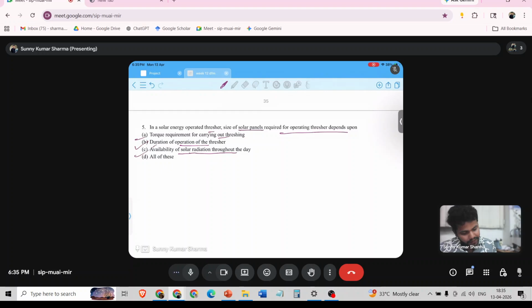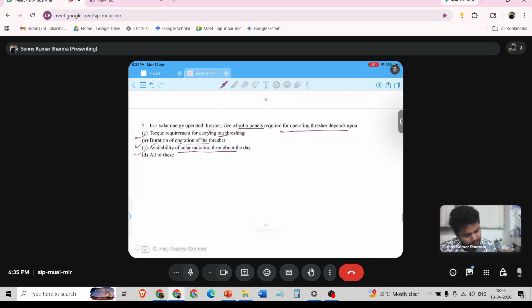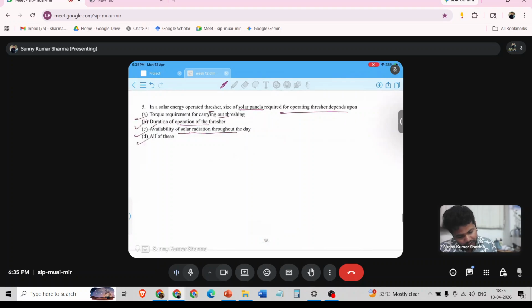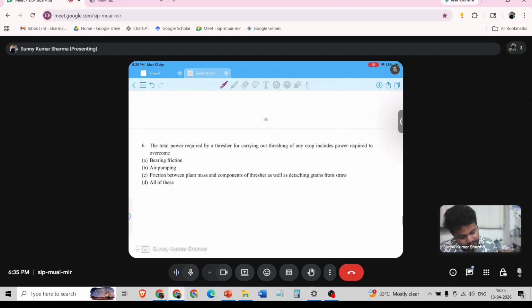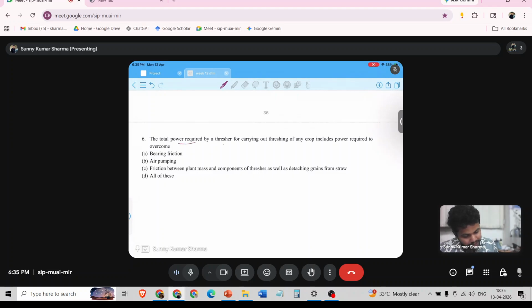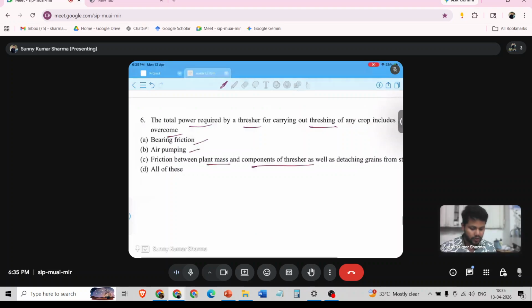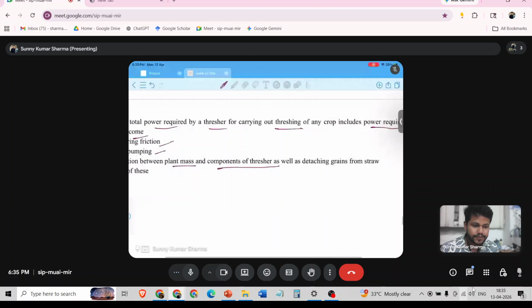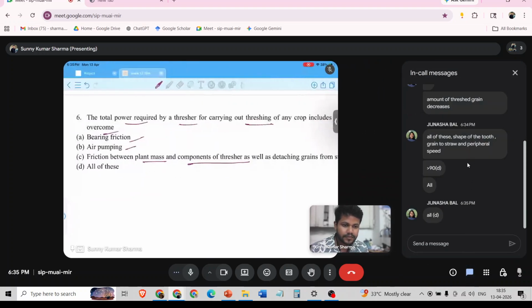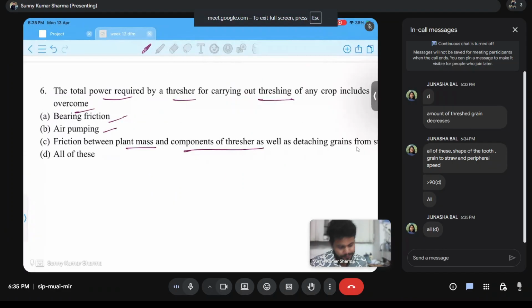Yes, this all factor will affect the power requirement for calculating the solar panel size. So all of this is correct answer. The next question is, a total power required by thresher for carrying out threshing of any crop includes power required to overcome what? Bearing friction, air pumping, friction between plant mass and components of thresher, as well as detaching of the straw. So what option you are telling? Yes, here also option will be D. So all of these is correct answer.